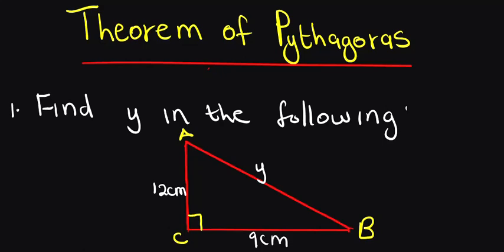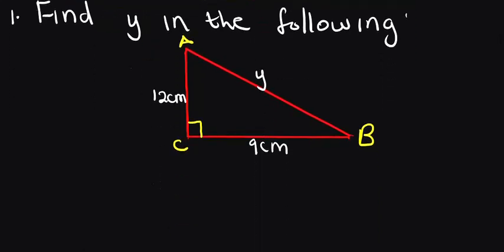Alright, let me repeat the theorem of Pythagoras again. It states that the square of the hypotenuse side is equal to the sum of the squares of the other two sides. Right, now let us apply what we are talking about. It states that the square of the hypotenuse side.